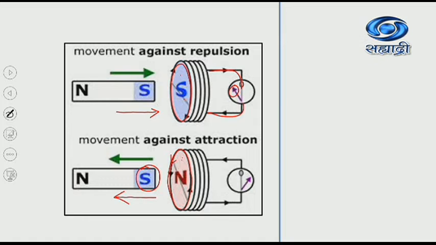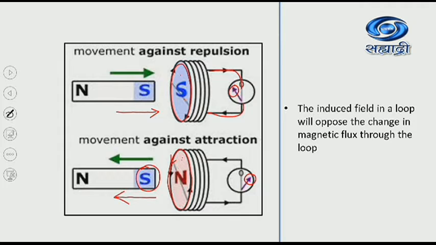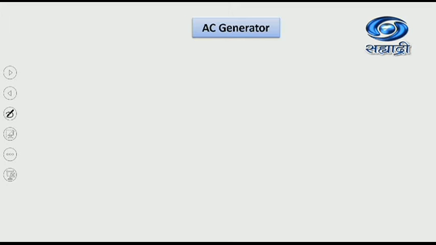Now here we can see that the direction of the current flowing through the coil is reversed, and that's why the deflection produced in the galvanometer is on the reverse side. So the coil will generate its own magnetic field, or its own EMF or induced current, which will try to oppose the relative motion between the coil and the magnet, and it is opposing the change of flux passing through the coil. So the induced field in a loop will oppose the change in the magnetic flux through the loop. After that, the next topic is the AC generator.